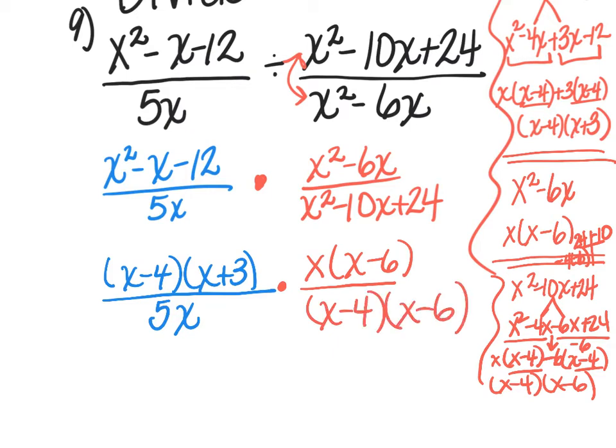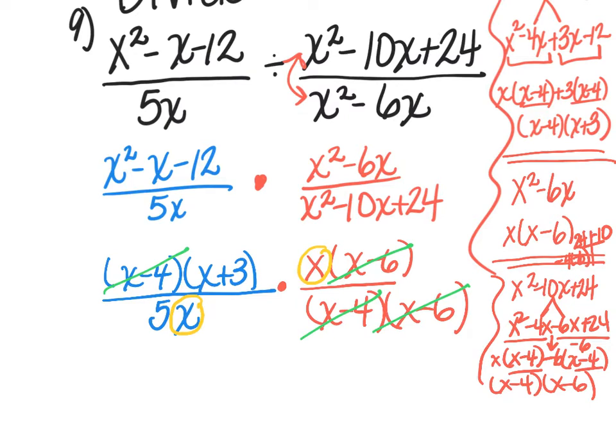Now is the rewarding part, finding those things that you can cancel. I see x minus 4s that match. That's a diagonal cancellation, and I see an x minus 6 that matches. And then this is tricky, but this x and this x down here can be canceled because the 5 and the x are multiplied together.